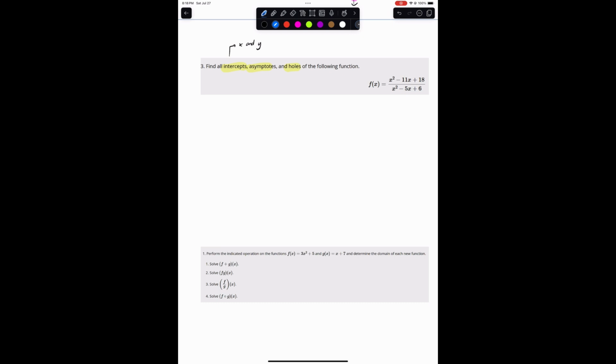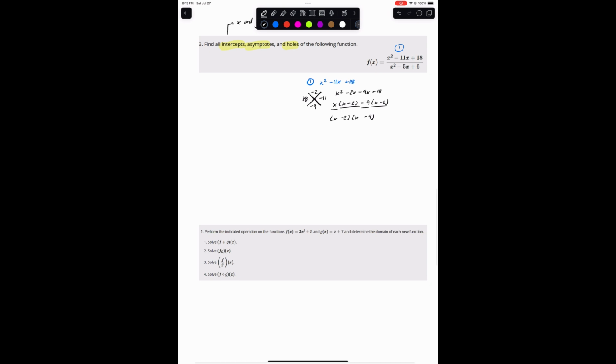Okay, so first off, I'm going to factor. Our top part, x squared minus 11x plus 18. We're looking for two numbers that multiply to positive 18 and add up to negative 11. This is negative 2 and negative 9. So rewrite our expression. We take an x out from the left, x minus 2. Take a negative 9 out from the right, x minus 2. Same factor, take it out, add in the rest. So that's x minus 9, and that's our factored numerator.